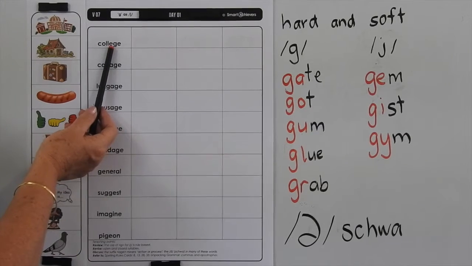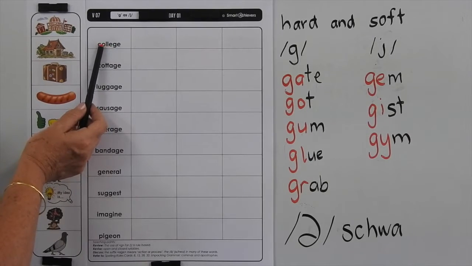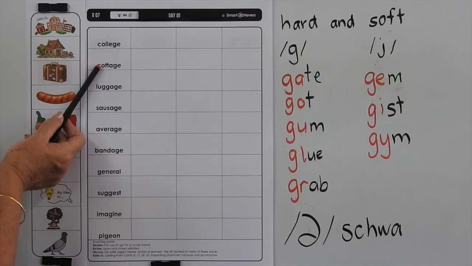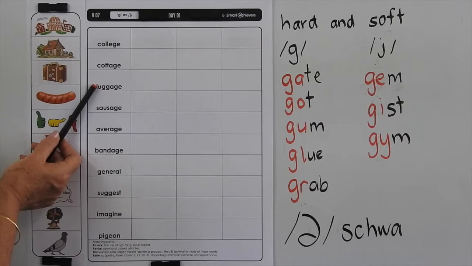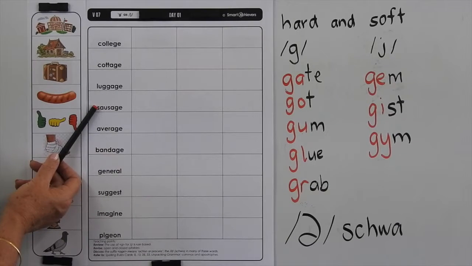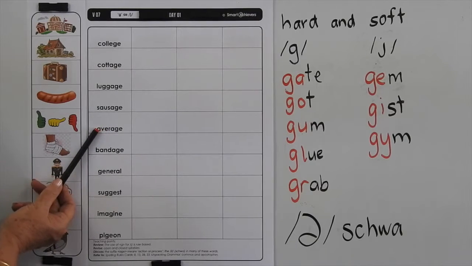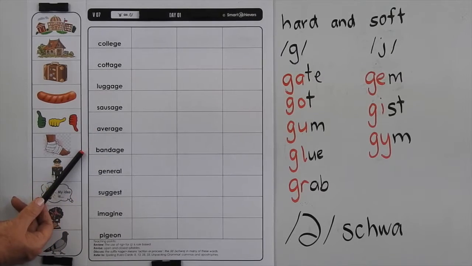Now let's go through and have a look at what these words mean. A college is an educational institution providing higher education. A cottage is a small house, often in the country. Luggage refers to the suitcases or bags we pack our things in when we travel. A sausage is minced meat encased in a cylindrical skin, and it can also be an affectionate term for a child where an elder may say to you, "Oh, you little sausage," or "you cute little sausage," or something similar. Average means the amount regarded as usual or typical. Bandage is material used to protect an injury.